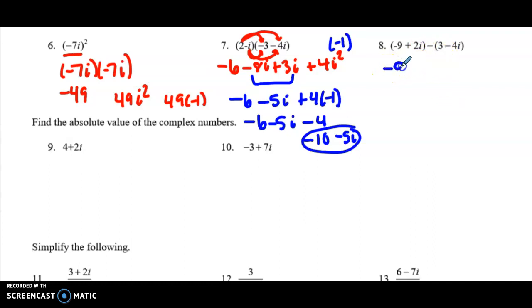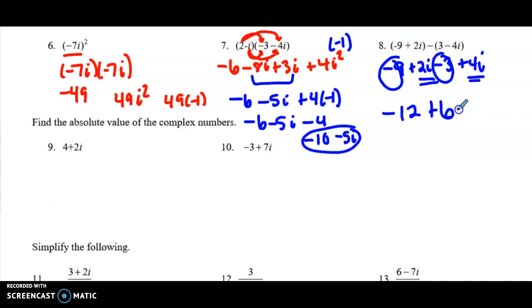All right, so this one you're just going to distribute your negative. So that becomes -3 plus 4i. Treat your i's like x's, okay? And so we have -9 minus 3, which is -12, plus 2i plus 4i is plus 6i. Now always go at the end and check to see if you have any i squared, i to the third. You don't, so you're good to go here.